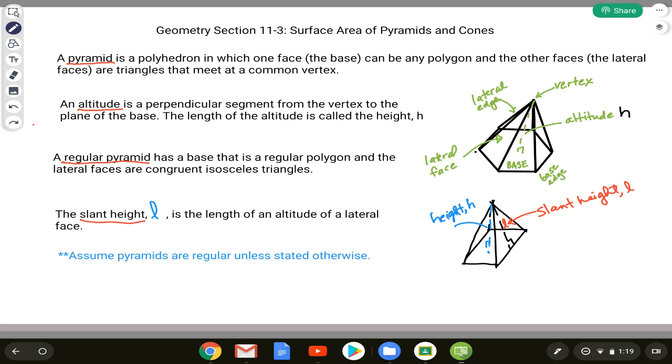I have another pyramid drawn down at the bottom right, and I have the height marked in blue, but the slant height L is the height, or the altitude, of a lateral face. So if I was looking at the triangle that's one of the lateral faces, and if I drew the altitude in for that, then that would be called the slant height L.